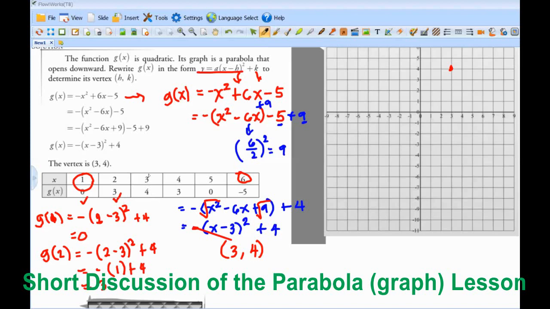Next, if it is 3, just enter it into this equation and you will get 4. If it is 4, you will get 3. If it is 5, you will get 0. If it is 6, you will get negative 5. So let us graph now: 1, 0 is over here. Next, we have 2, 3, which is over here. 3, 4 is there. 4, 3, and 6, negative 5 is over there.